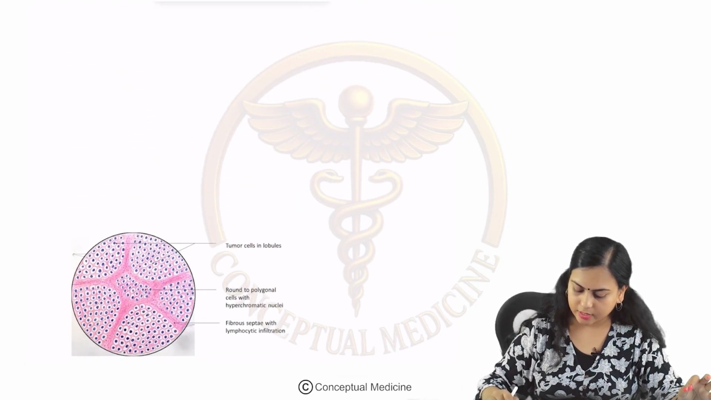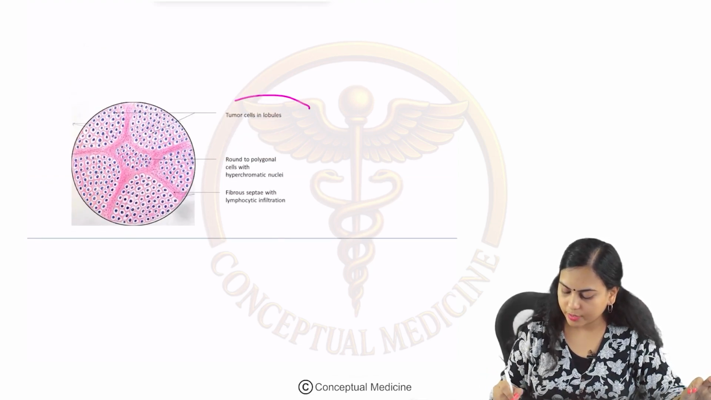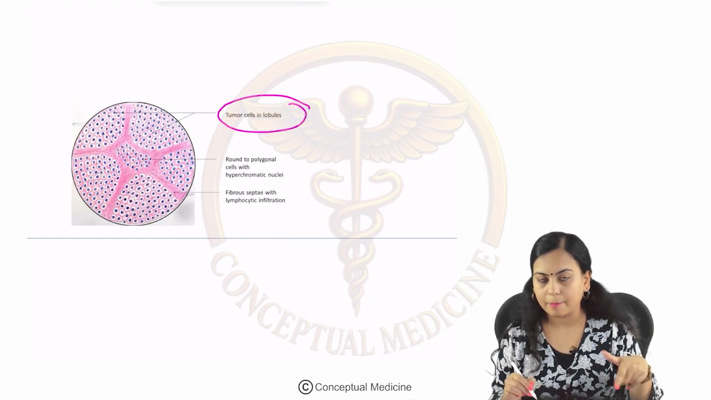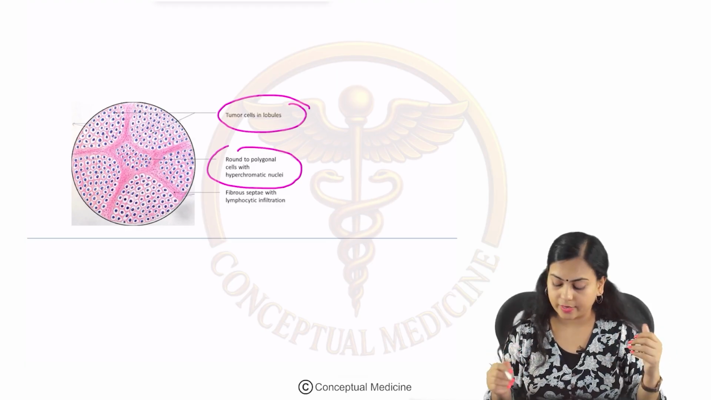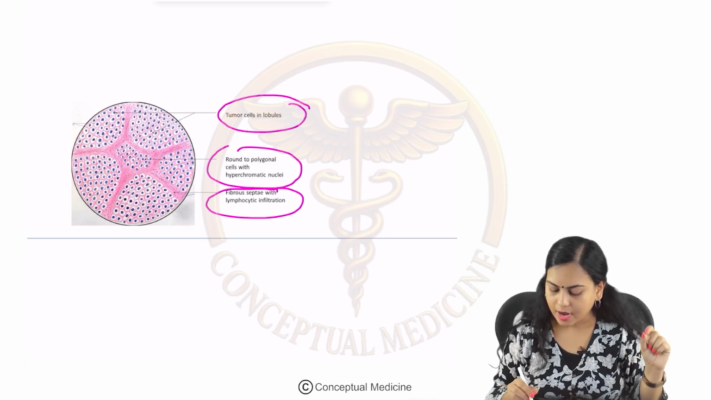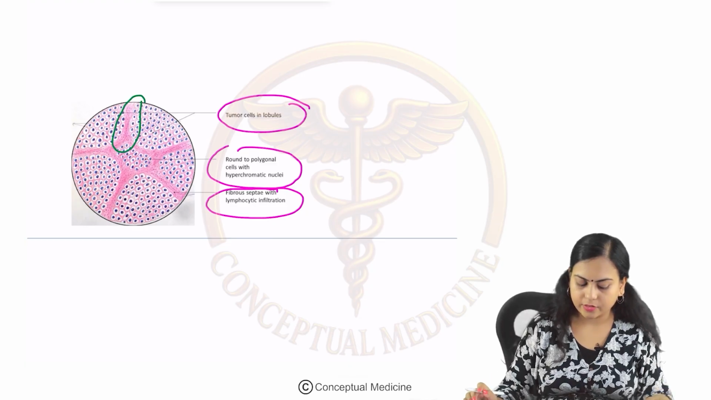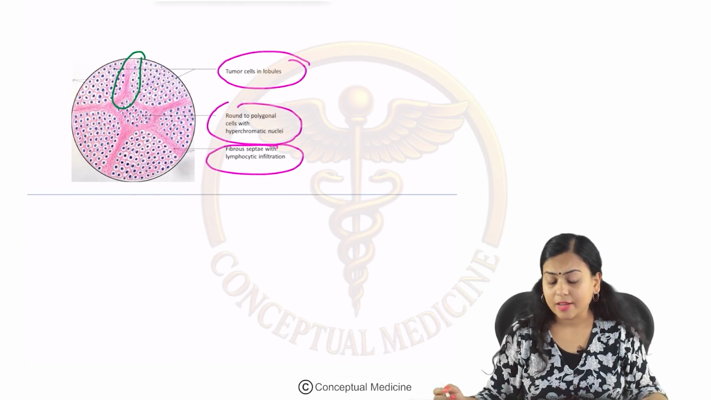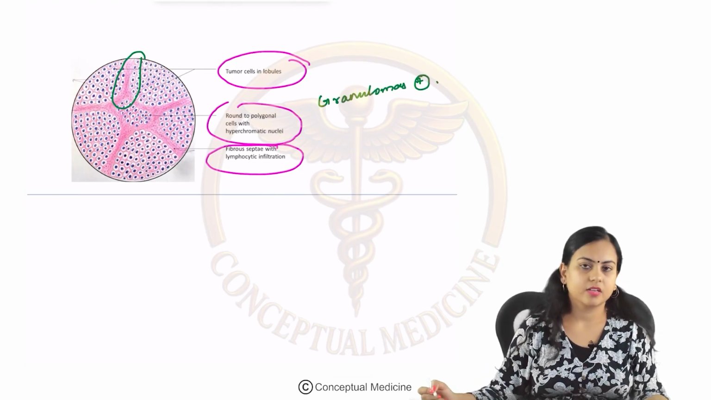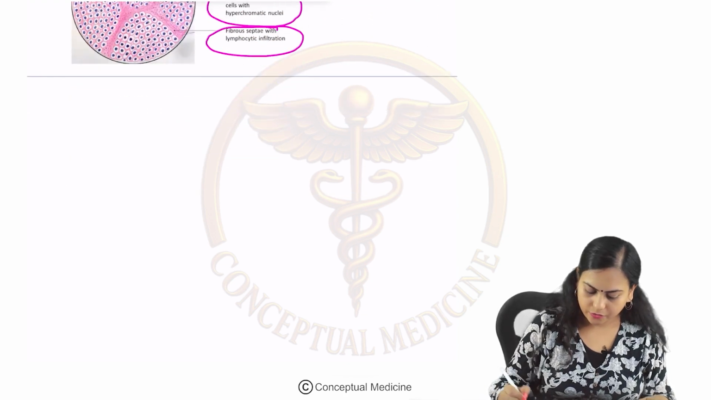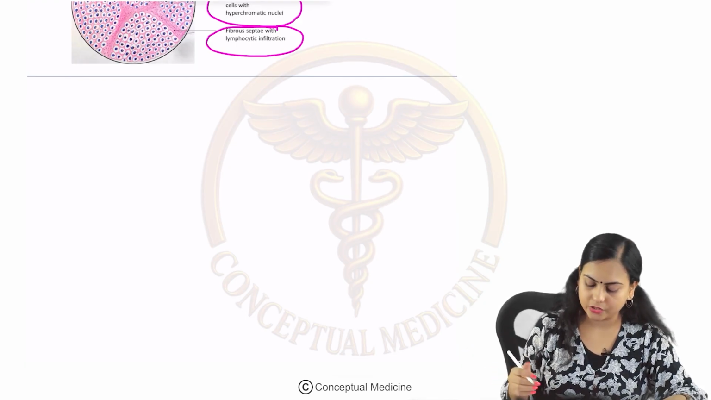Now if you see the histopathological section, you will be able to see so many tumor cells that are arranged in globules. So many compartments are there, and these cells are round to polygonal cells with hyperchromatic nuclei, and you have fibrous septa. In the fibrous septa, one important point you have to notice is lymphocyte infiltration. Sometimes there can also be presence of granulomas. Clear? Sometimes even choriocarcinoma and yolk sac tumor can be seen mixed with dysgerminoma.